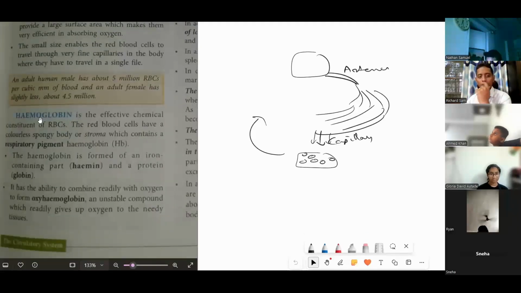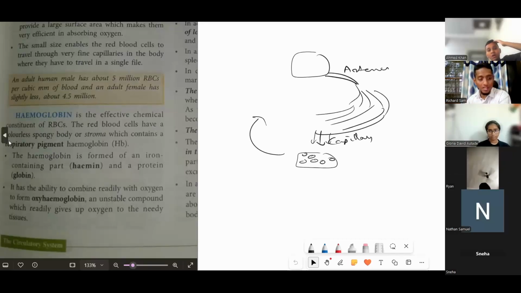So what is this hemoglobin now? It is the chemical constituent that's present in the RBC. The red blood cells have a colorless spongy body or stroma, which contains a respiratory pigment, hemoglobin. So it is inside the RBCs that this hemoglobin is present. Hemin is iron and globin is a protein part. So it's made up of iron and protein.